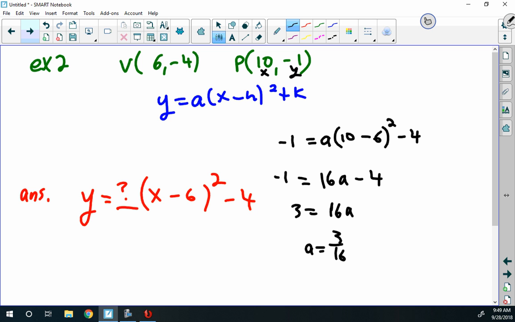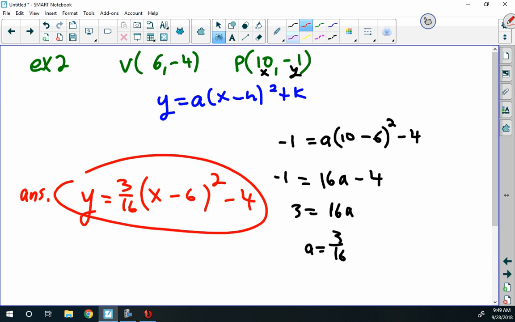It's a weird A value. I don't like fractions, but that's okay. Fractions happen. Just get used to it. It's part of life. There it is. That's it.